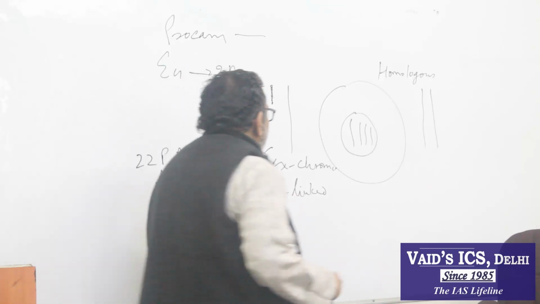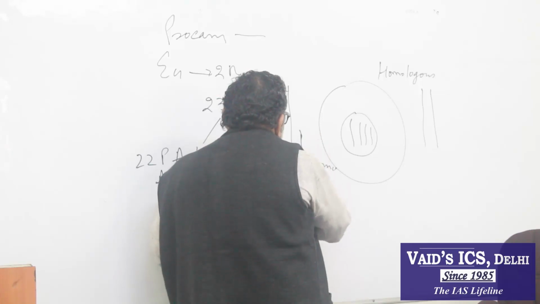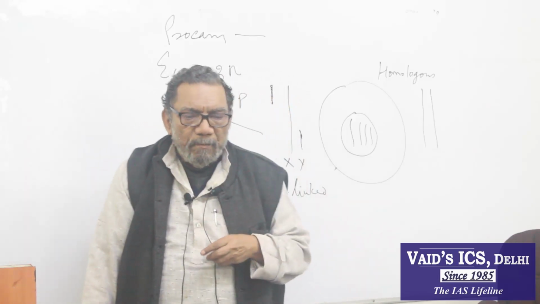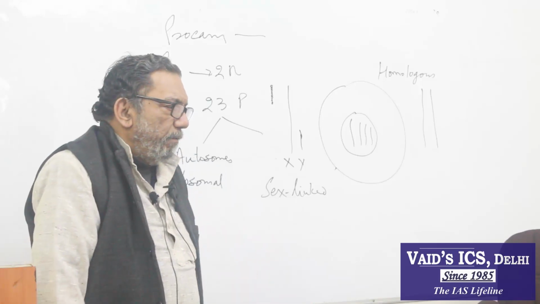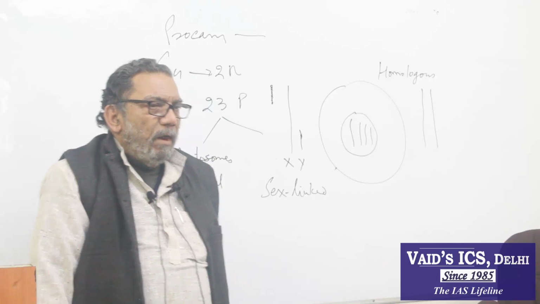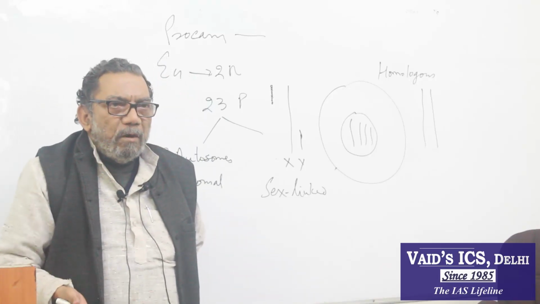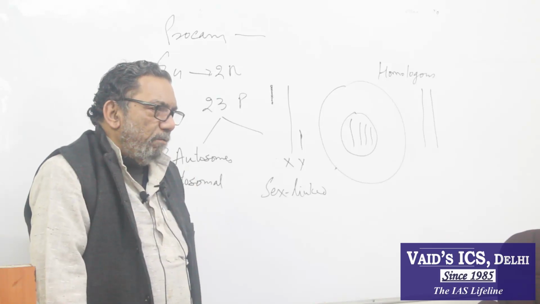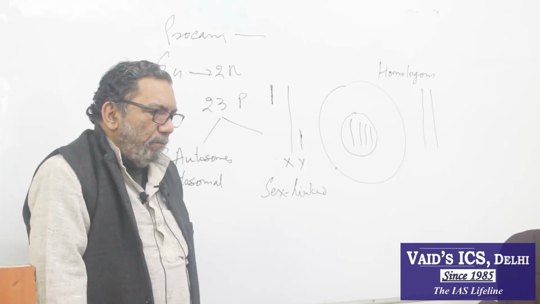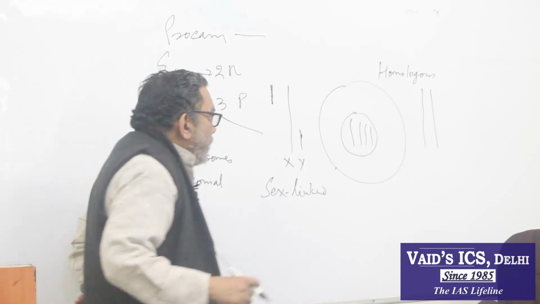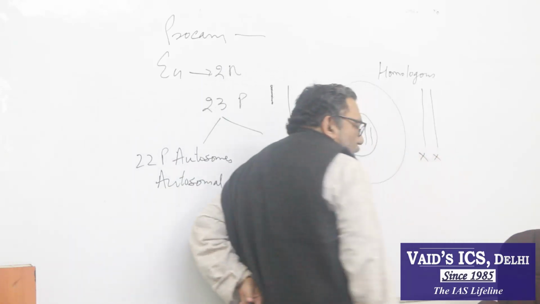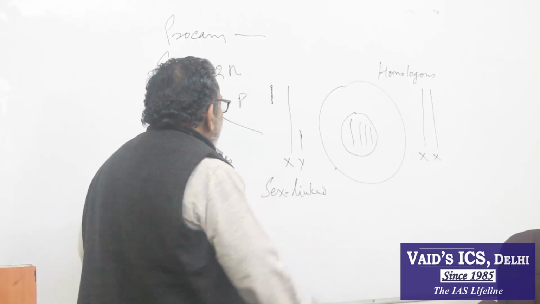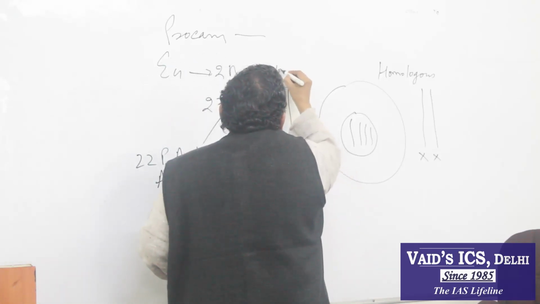But the 23rd pair, X and Y: X is about 3 times the length of Y. A longer chromosome means comprising of more number of genes. A shorter chromosome means comprising of lesser number of genes. So, in the case of females, you have both the Xs, X and X. So, the 23rd pair also is homologous. In the case of males, 1 X, 1 Y, the 23rd pair is non-homologous.